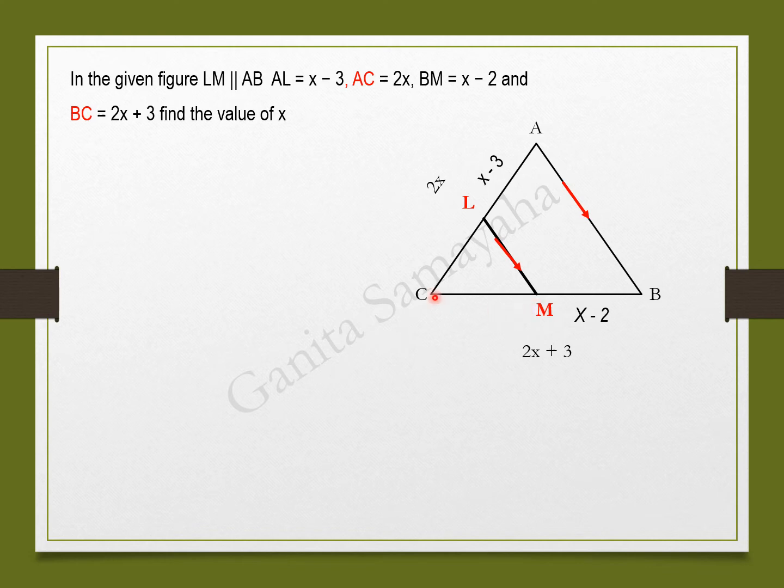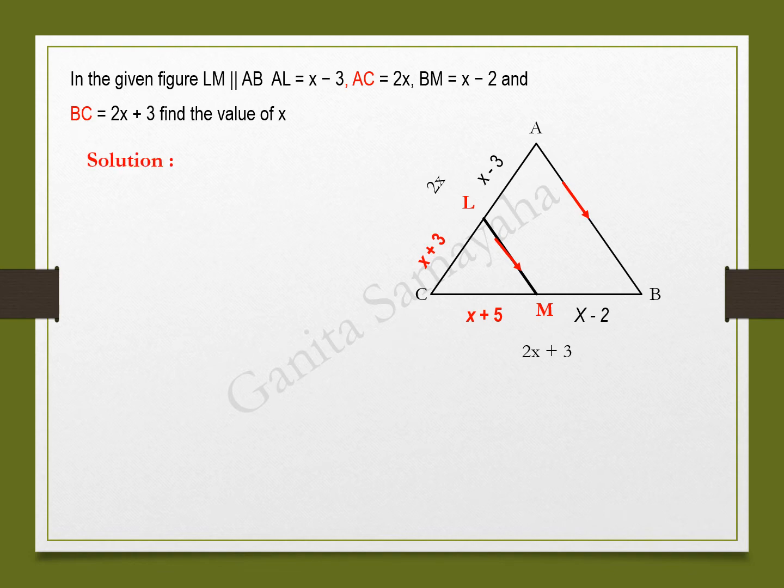So is it difficult for us to find these values? Not at all. So CL is 2x minus of x minus 3, which is x plus 3. So also CM is 2x plus 3 minus of x minus 2, which is x plus 5. So knowing all these measurements, we simply have to apply BPT, substitute. That's it, children. Okay. So let us get on with the solution.